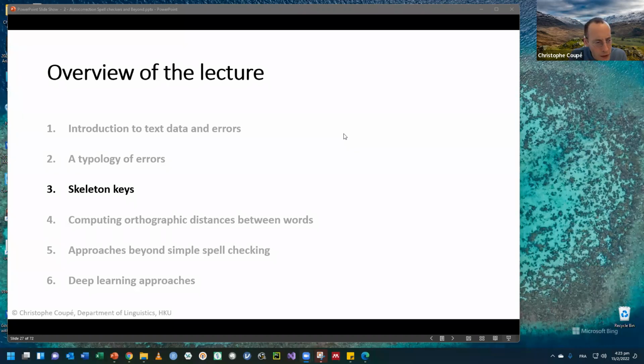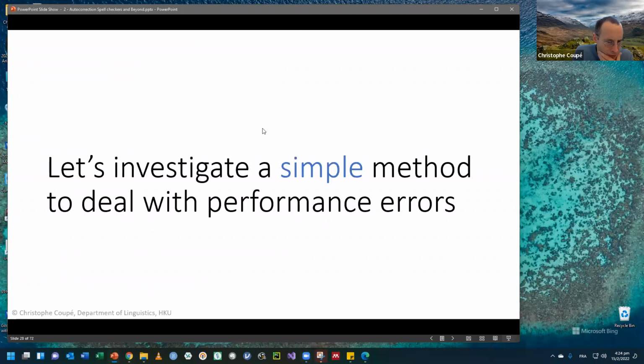Okay. So until now we have been more introductory in what we've said. But how can we create this? What kind of algorithm? What kind of ideas can we come up with to do this spell checking? What kind of methods have been proposed? Of course, there are quite complex things available today. I'm going to stick to the simpler things, which came first, but they are interesting and they will give you a feel of what can be done. The first thing we may consider are skeleton keys. So let's investigate a simple method to deal with performance errors.